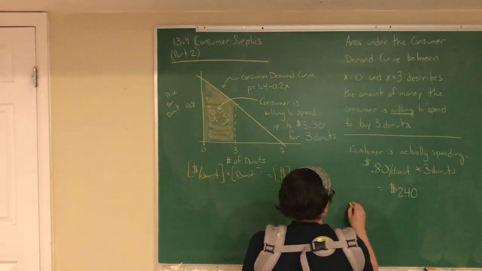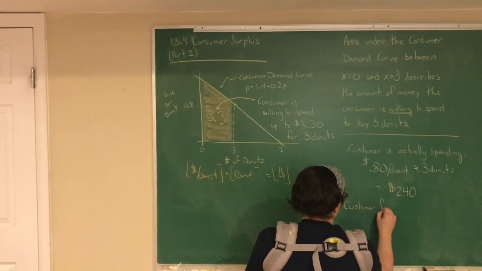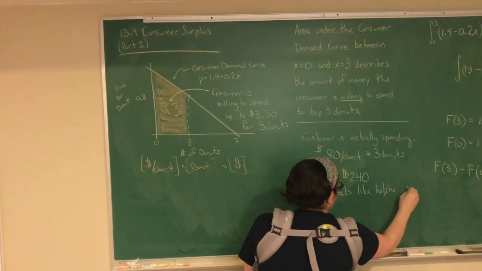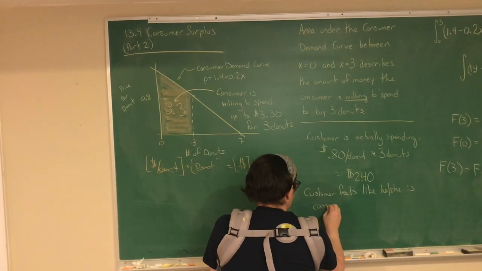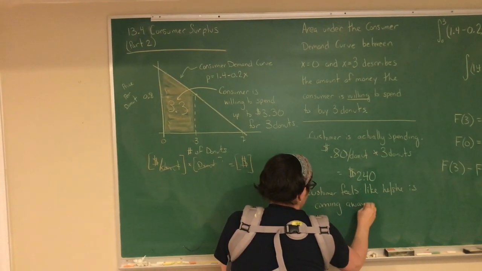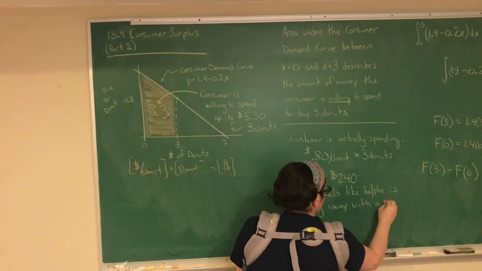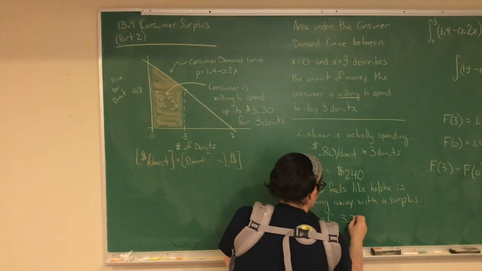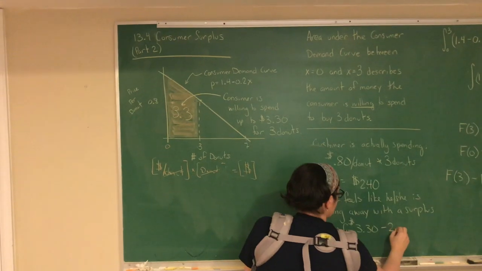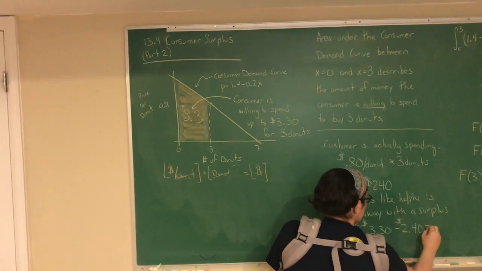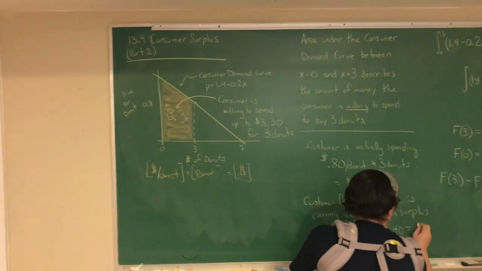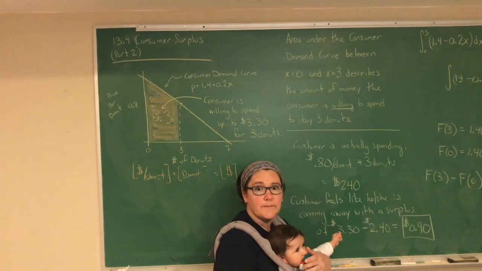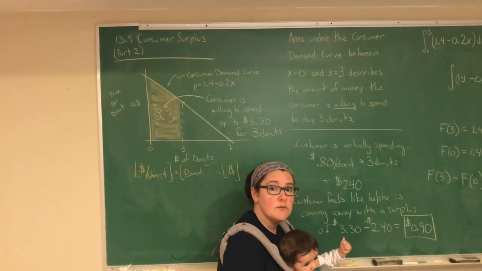So the customer feels like he or she is coming away with a surplus of, well, let's see, $3.30 is what they were willing to pay, but they actually paid $2.40. So the customer is coming away feeling like he or she has a surplus of 90 cents. And we call this number our consumer surplus.